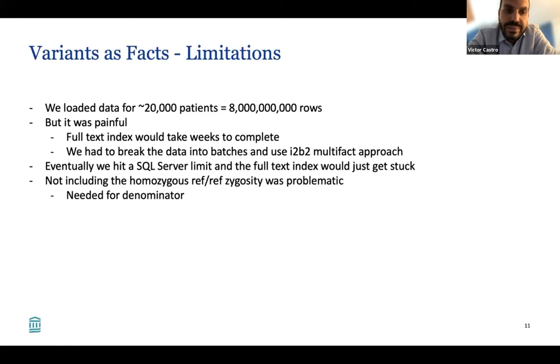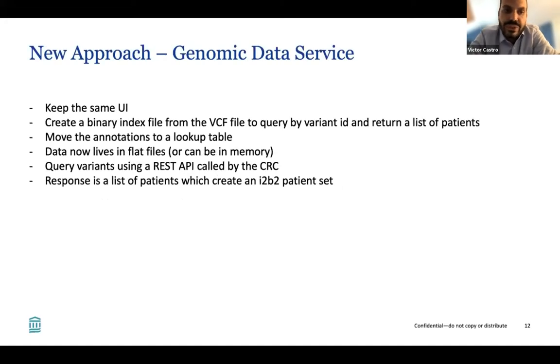Another problem is that by not loading the reference zygosities, it was hard for users to create their 2x2 table of who has the variant and who doesn't. You had to drag over a different concept of who was genotyped, and it was kind of awkward to do that. So we did a new approach.